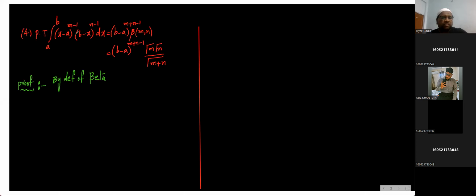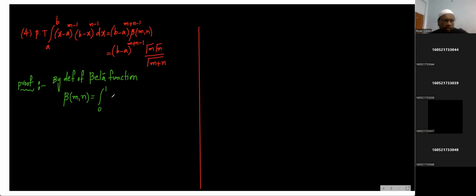Now it looks somewhat like the definition of the beta function, right? That is why we start working with the beta function. Beta of m comma n is equal to the integral from 0 to 1 of x to the power of m minus 1 into 1 minus x to the power of n minus 1 into dx. This is taken as equation number 1.